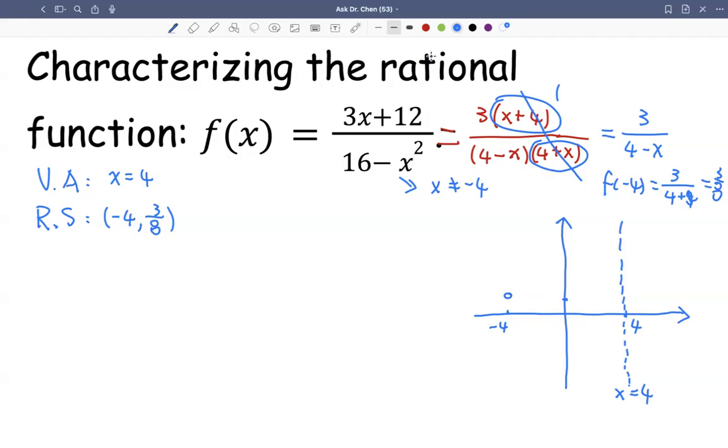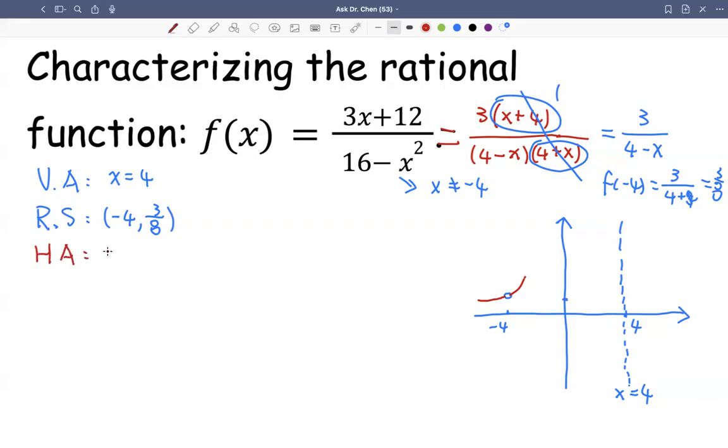So if the graph goes through here, it will be like this, right? This void makes the graph like two parts, one on the left and one on the right. Let's leave the removable singularity. Let's see horizontal asymptotes.